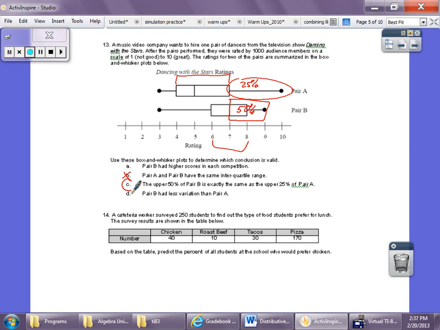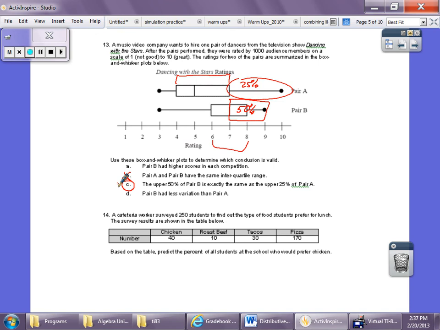So we know that C is a valid conclusion. Pair B had less variation than pair A. Pair A has a higher range and a higher interquartile range, but the lower quartile has greater variation for pair B.